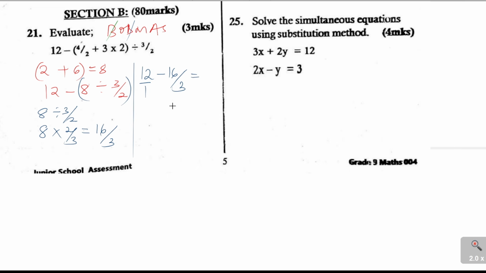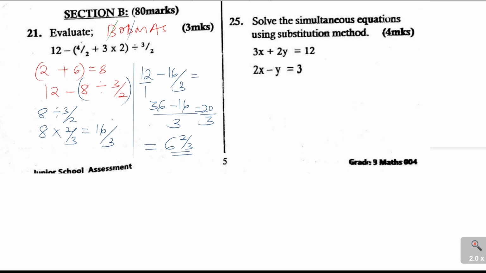So you simply get the LCM of 1 and 3, that is 3. 3 divided by 1, 3. 3 multiplied by 12, that is 36. Subtract 3 divided by 3, 1. 1 times 16, you get 16. So this gives 36 subtract 16, you get 20 divided by 3. Now 20 divided by 3, given as a mixed number, will be 6 and 2/3. So that is the solution. So you're supposed to follow the law of BODMAS. Start with the brackets, then go to division, then the last one you've solved is subtraction.